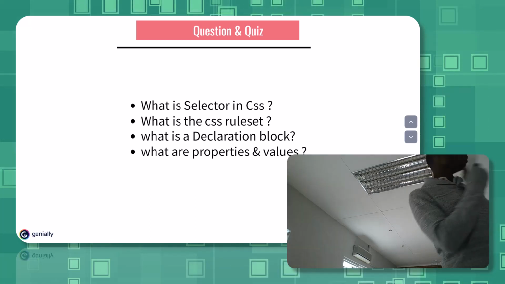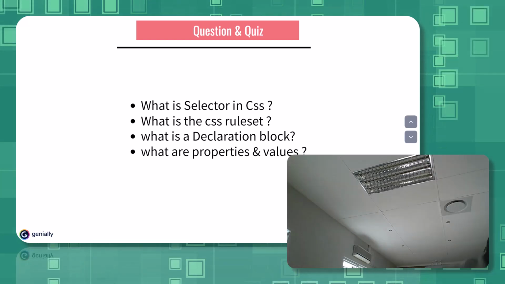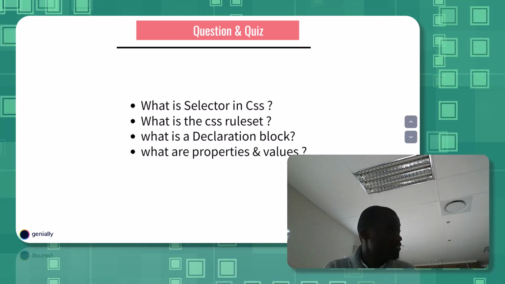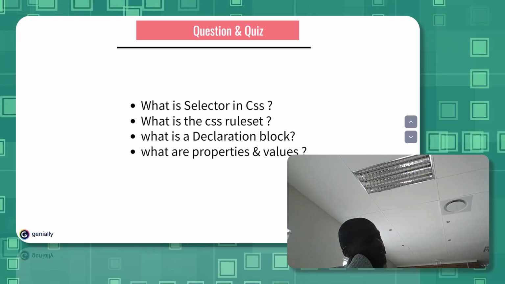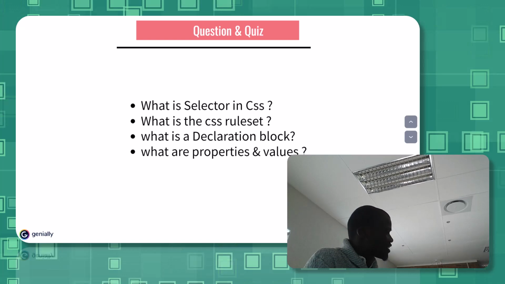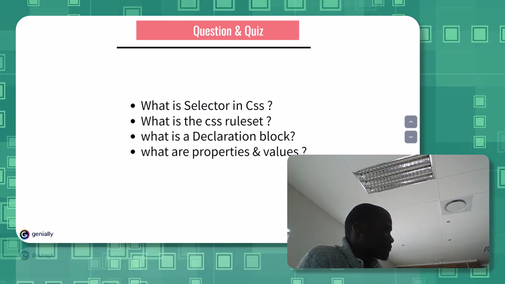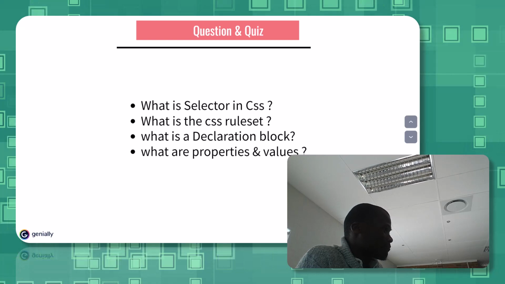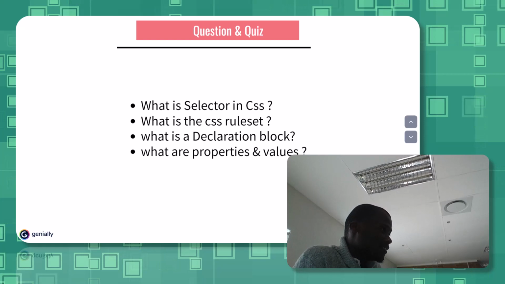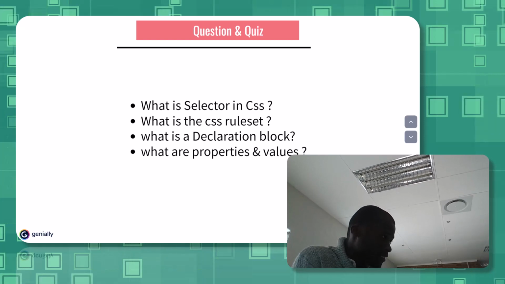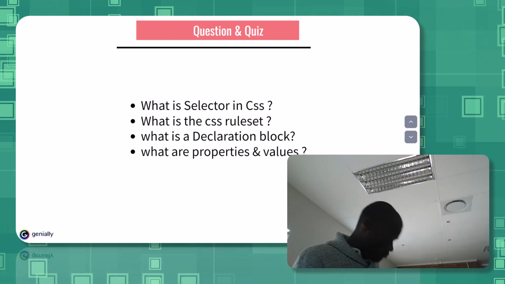So what is a declaration block? I just spoke about it right now, those curly braces. What are properties and values in CSS? Anyone? Just try, guys. The property would be the thing that you want to change, like the font, and the value would be 20 pixels, which is the actual value. Did you all hear that?